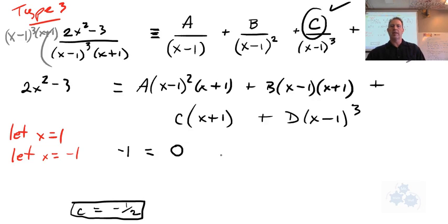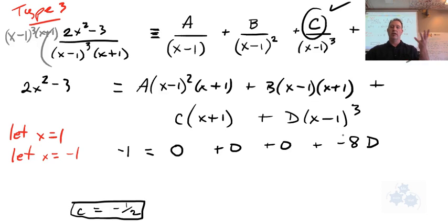-1 here is going to make the b term 0. -1 is going to make the c term 0. It doesn't matter what c is, because if x is -1, even if c is -1/2, that whole term is going to be 0. So this is good. And then this is going to be what? What's -2 all cubed? It's going to be -8 times d. Everyone see that? Yes. So this is great.